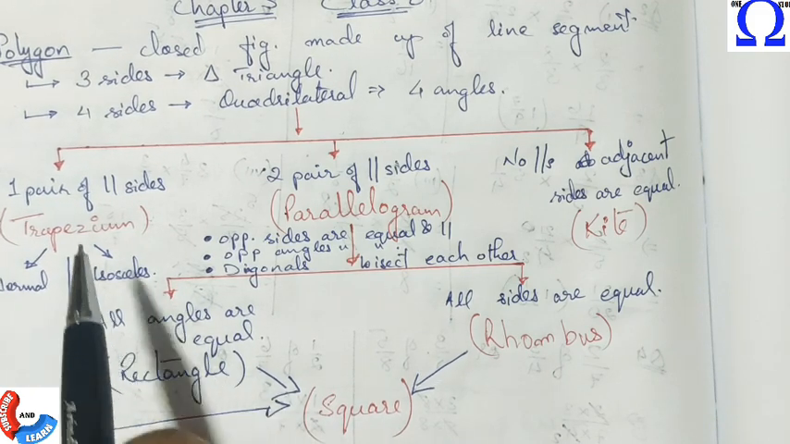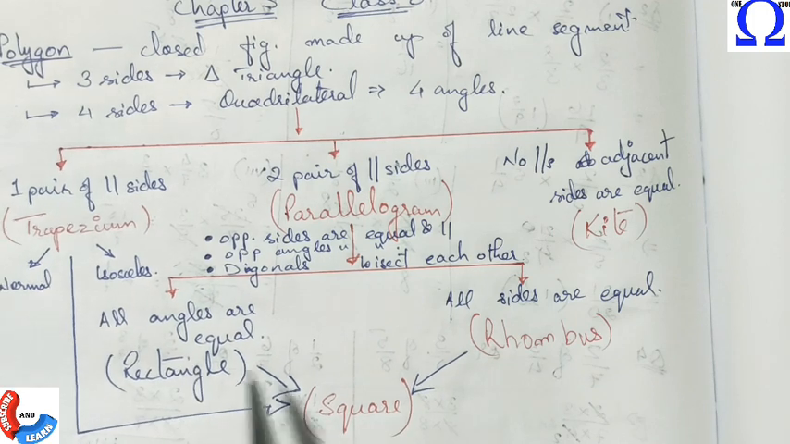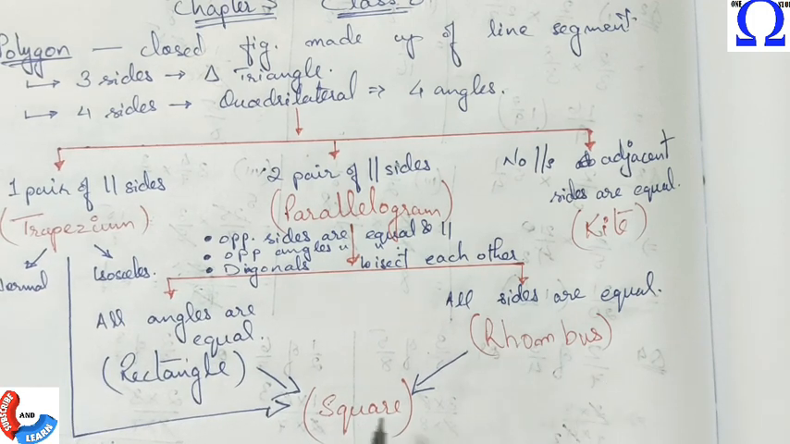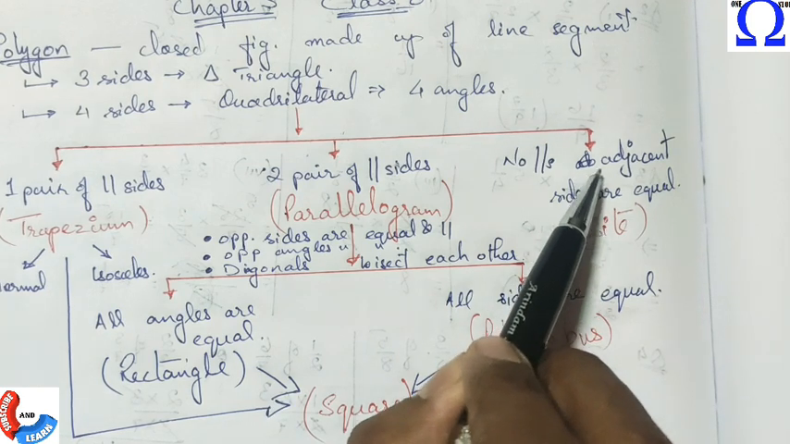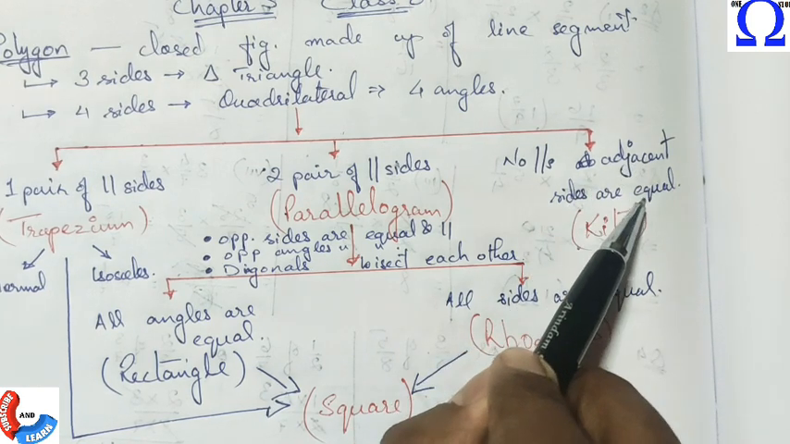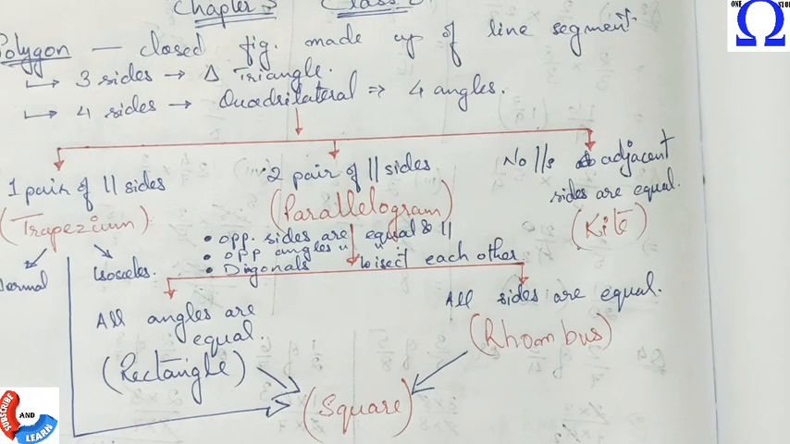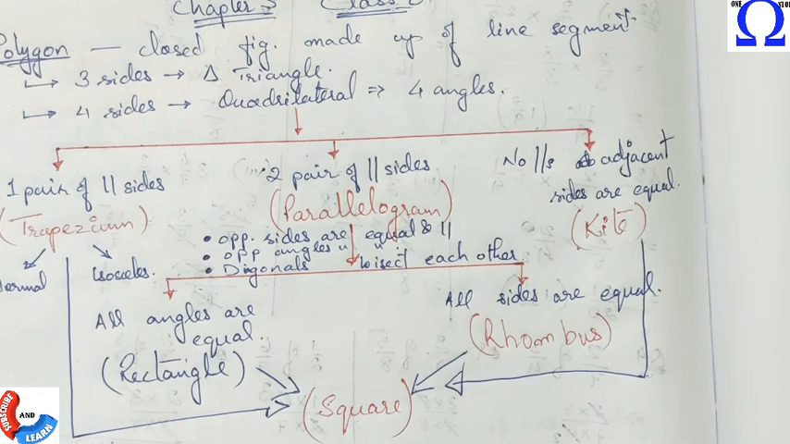Square is a special type of trapezium, a special type of rectangle, a special type of rhombus, and a special type of kite, because what is the kite definition? Adjacent sides are equal, right? And in a square we know that all the sides are equal, therefore it is a special type of kite also.